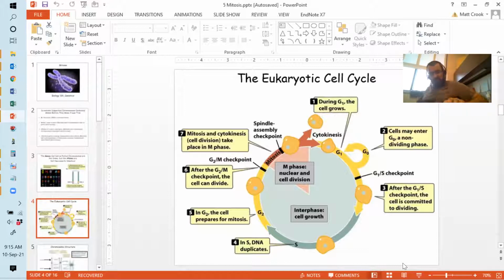Of interphase, ooh, don't want to lose that. That's about exam 1.